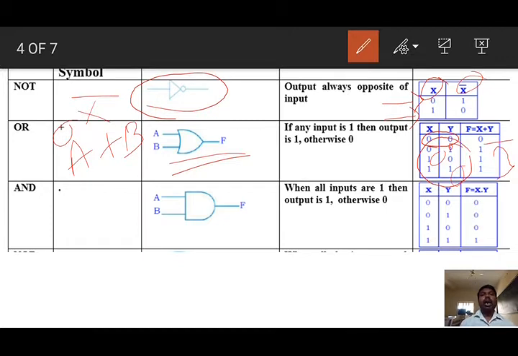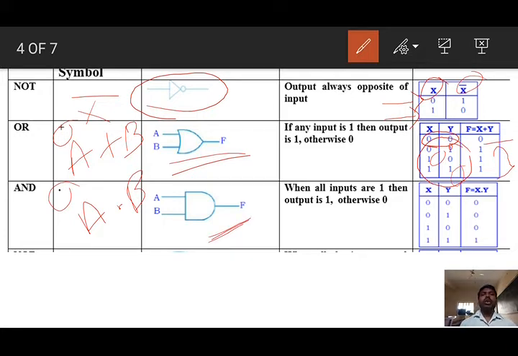Next, AND gate. The logical symbol of AND gate is dot. Dear students, if you give A and B as input signals, you will get A dot B as an output signal. Next, truth table.